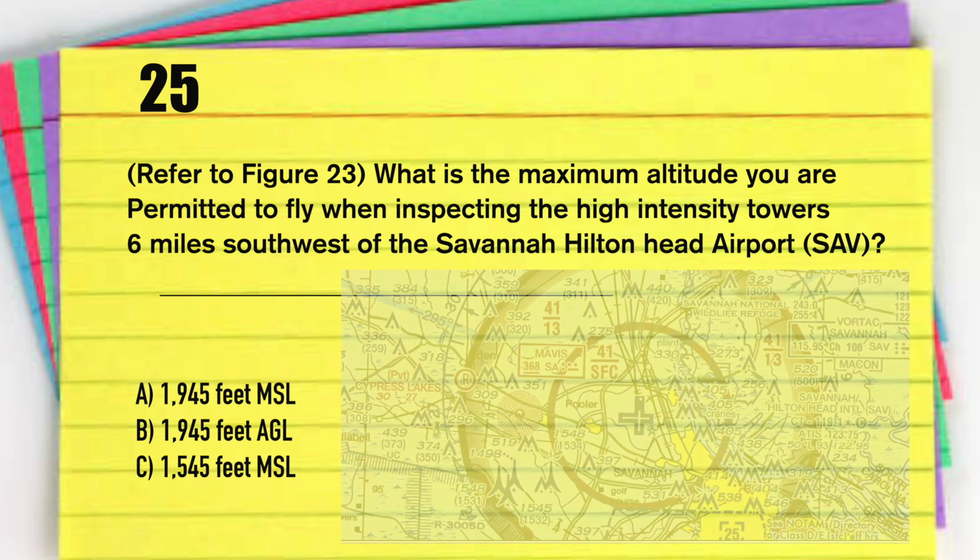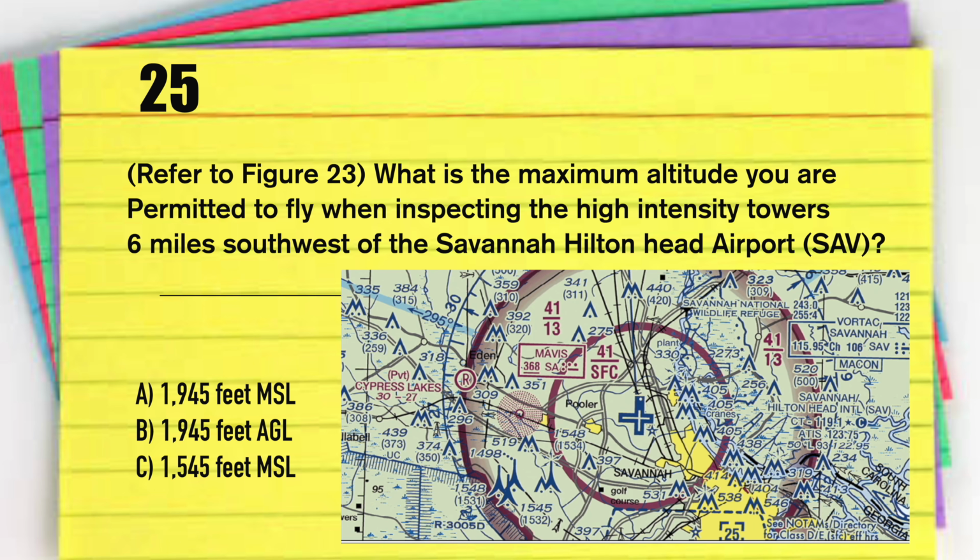Refer to figure 23. What is the maximum altitude you're permitted to fly when inspecting the high-intensity towers 6 miles southwest of Savannah Hilton Head Airport, SAV? Now, let me give you a little tip on this one. Before you actually go to the sectional chart, figure 23, look at the answers first. This is going to allow you to locate those towers because usually on the FAA exams, the numbers that you're seeing in the answers are similar or exactly the same as the numbers that are on the towers that they're asking you to look for.